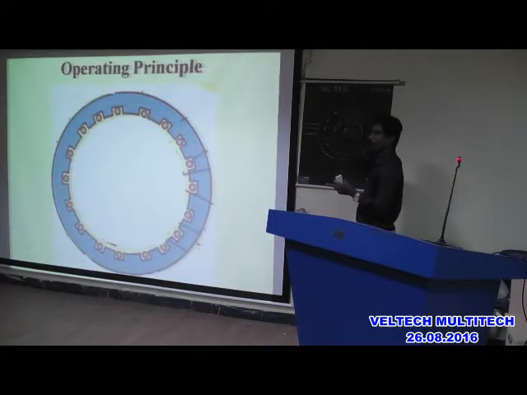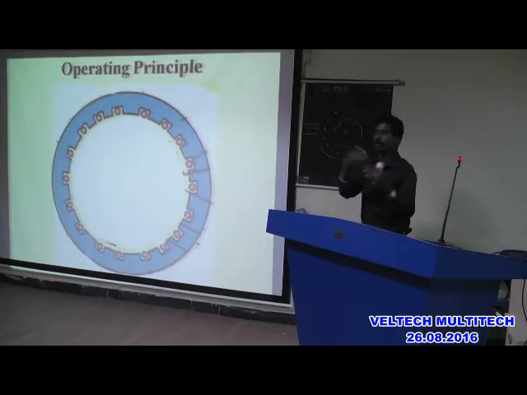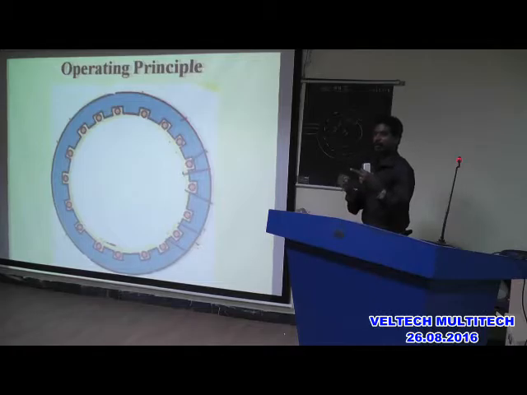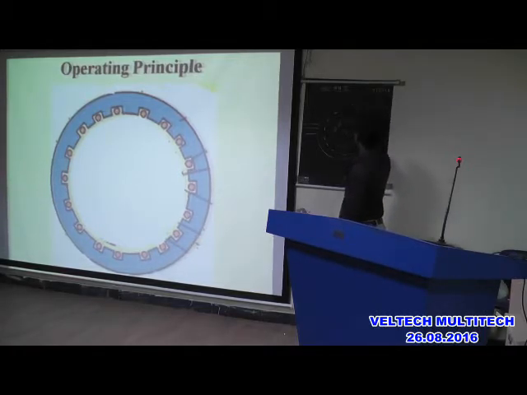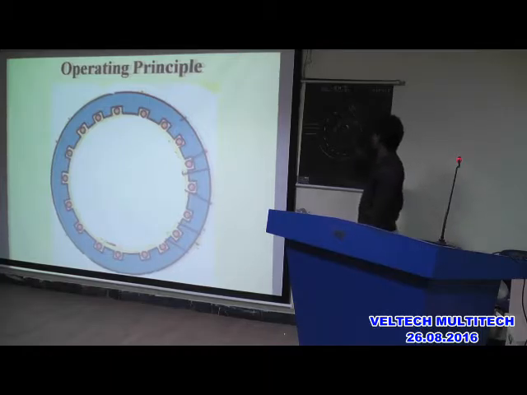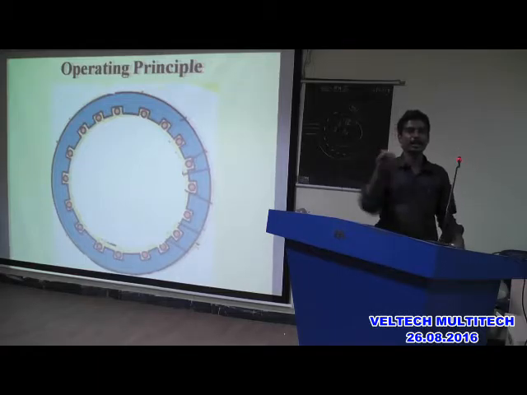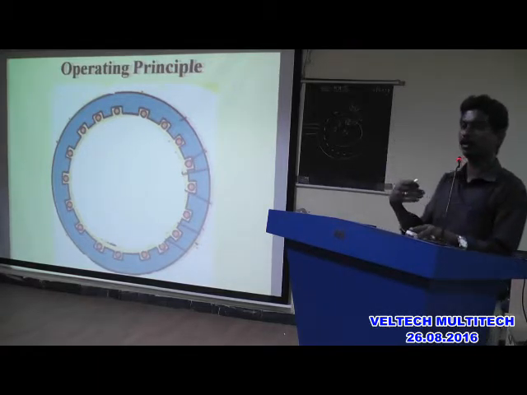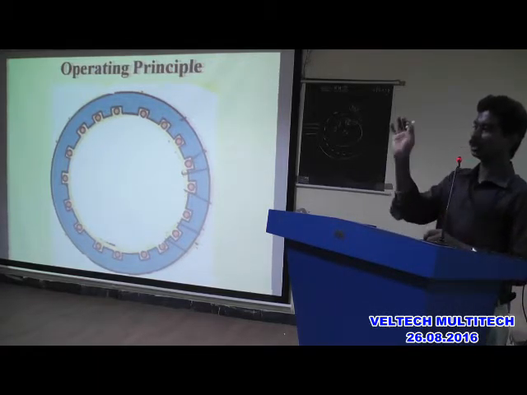Once the current flows, what will happen? Automatically poles will be induced. In any winding, when current flows, N pole and S pole are created. Suppose this is the rotating magnetic field N pole. Here an S pole, the opposite pole, will be created. Why will the opposite pole be created? According to Lenz's law, it opposes the cause.